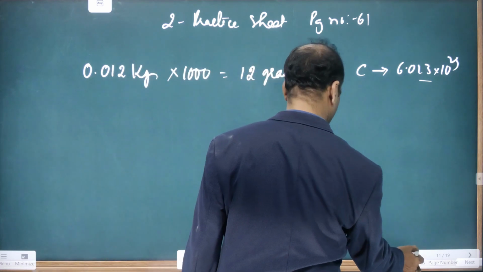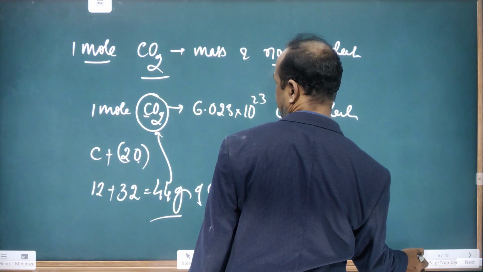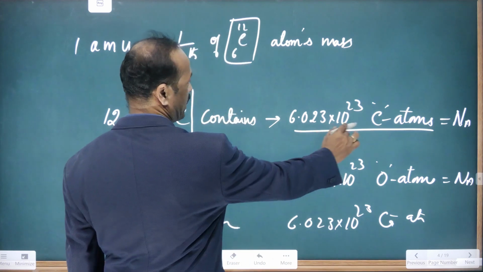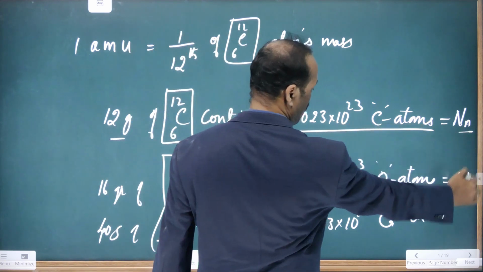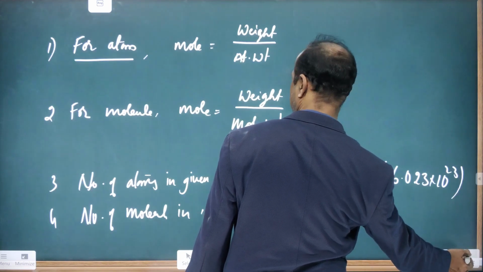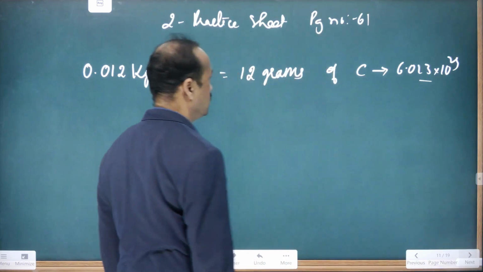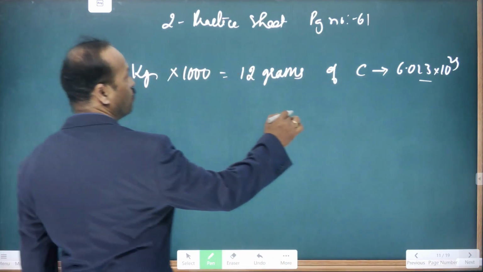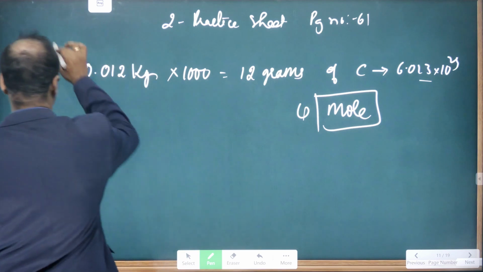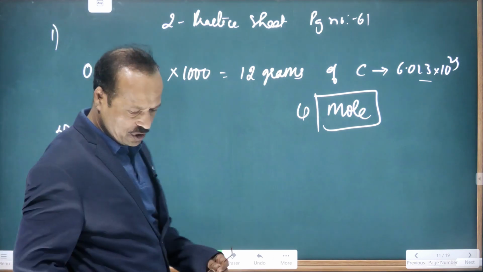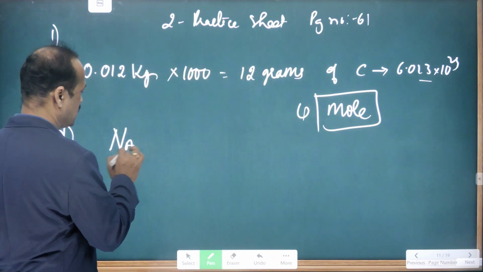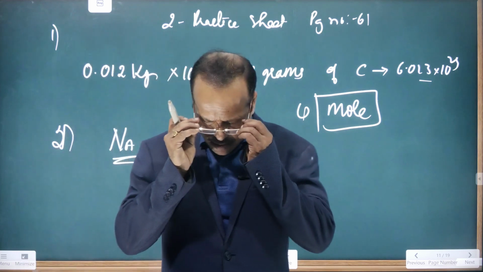See here, 12 grams of carbon, we already discussed in the first slide, contains 6.023 into 10 to the power of 23. This Avogadro's number is nothing but a mole, right? So mole is the right answer, option 4 for the first question. For the second question, the Avogadro's number is denoted by what? Na. Already I discussed it. Okay, Na.